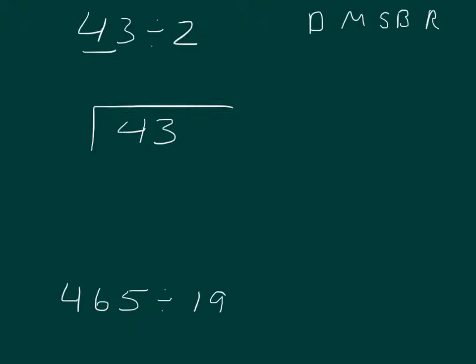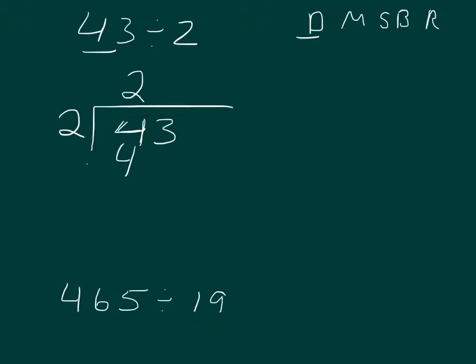Second number goes on the outside. That's the 2. Find a number that I can divide by 2. The first number is a 4. 4 is bigger than 2, so that works. 2 will go into 4 2 times without going over. 2 times 2 is 4.